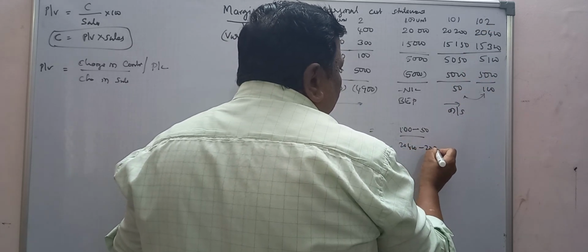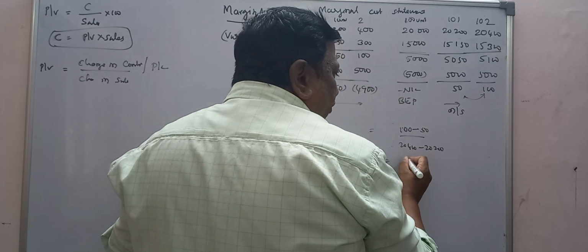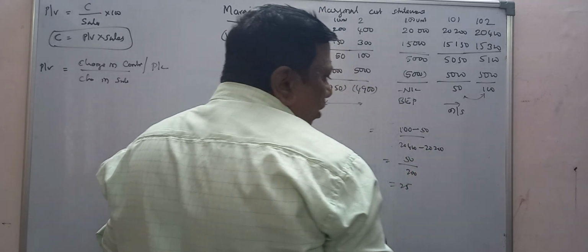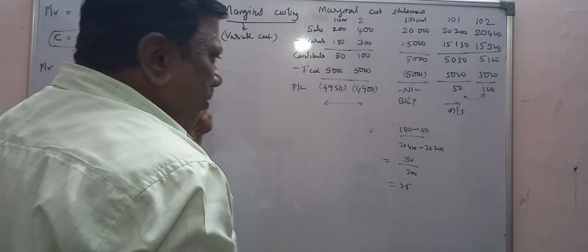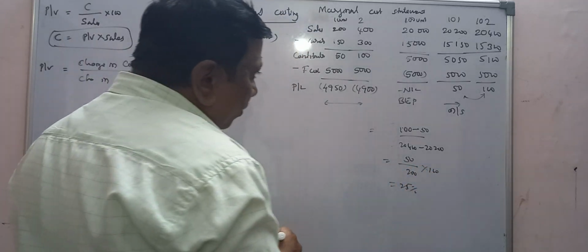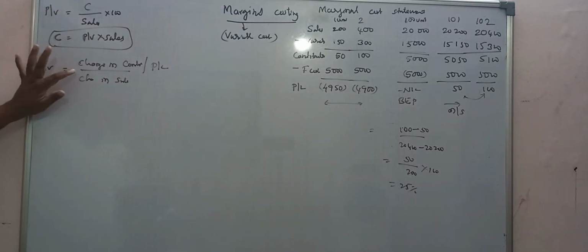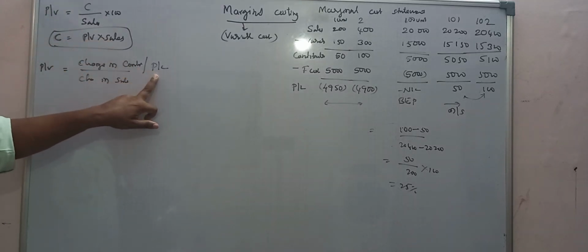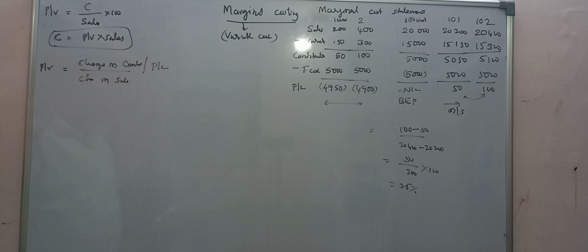20,400 minus 20,200, 50 minus 200. See, again I am getting 25. 0.25 means 25% only. If I multiply by 100, I will get 25%. So this formula is useful: change in contribution or change in profit or change in loss divided by change in sales. So to get PV, this is one more ratio.